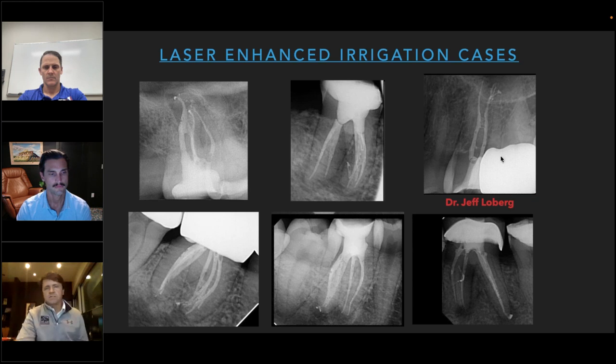I really like this case on the upper right corner. This is by my associate, Jeff Loberg. You can see tons of communication between the buccal and lingual roots with a big apical delta at the end. And just the amount of anatomy that you pick up is pretty startling. And then finally a lateral canal.